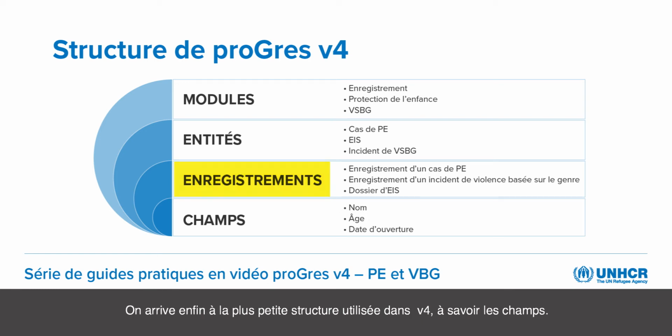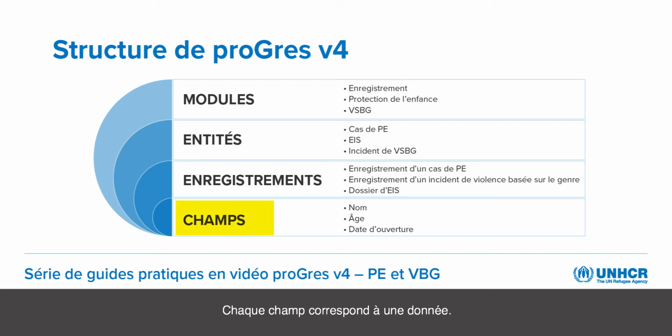And going down to the smallest structure within v4 are the fields. The field is the data points. So when we think about all of those pieces of information that we collect while filling out a form, that is what the field is. So this would include examples such as name, age, opening date.